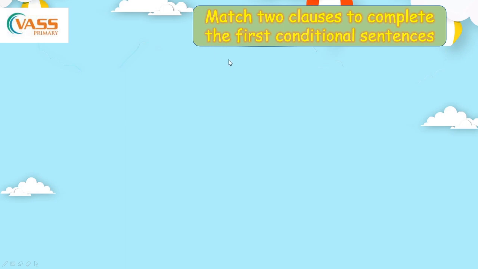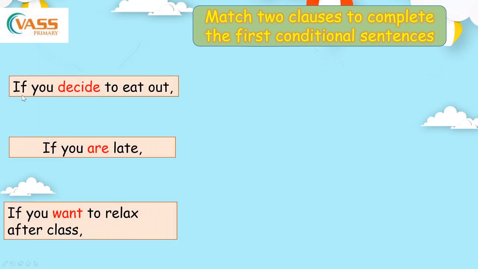Okay, now we have a little task. Match two clauses. Remember, clauses are just parts of the sentence. Match two clauses to complete the first conditional sentences. Okay, so we have: if you decide to eat out, if you are late, if you want to relax after class. You can see in red is the verb, and can you tell me what tense the verb is in? That's right, well done, present tense, because it's the if clause. If present tense, if present tense, if present tense.